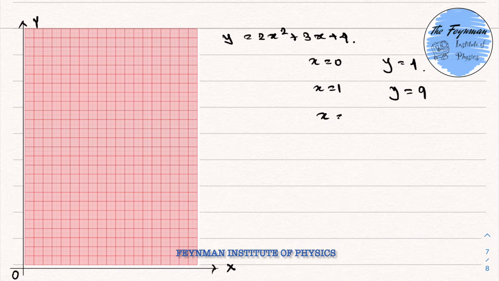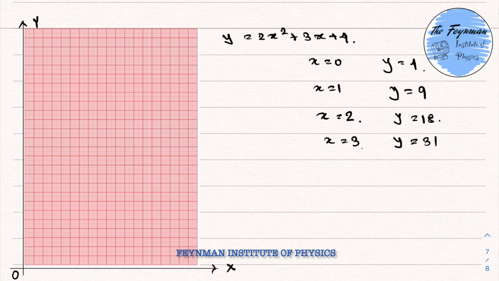When x is equal to 2, we will find it will be 8 plus 6 plus 4. So it will be y is equal to 18. Similarly, when x is equal to 3, we will find y is equal to 31. In this way, the graph will continue.